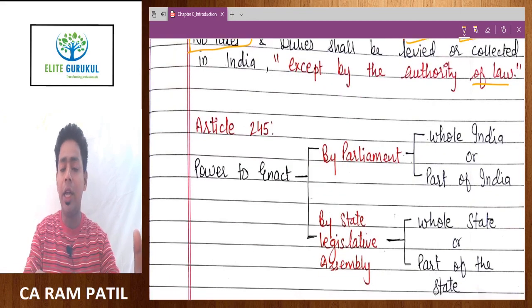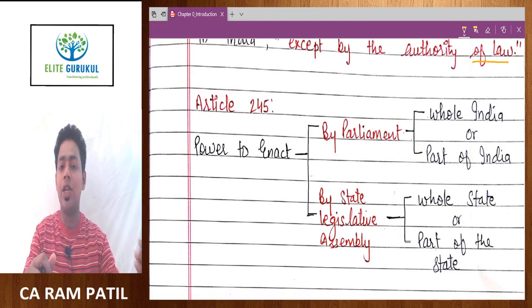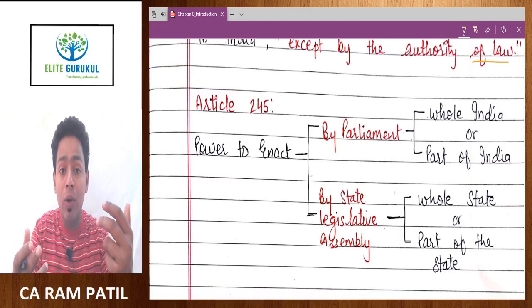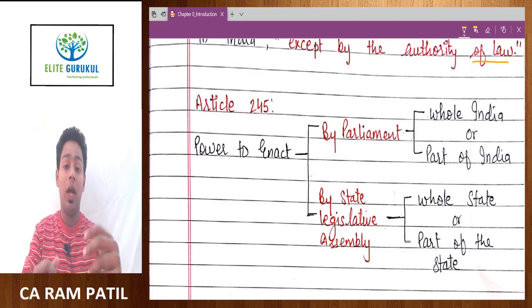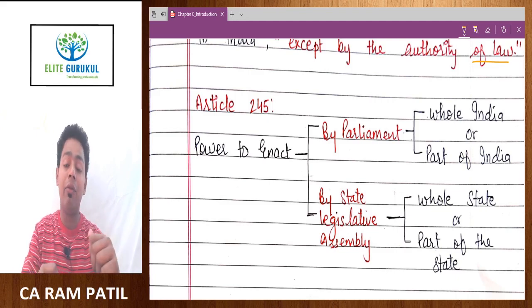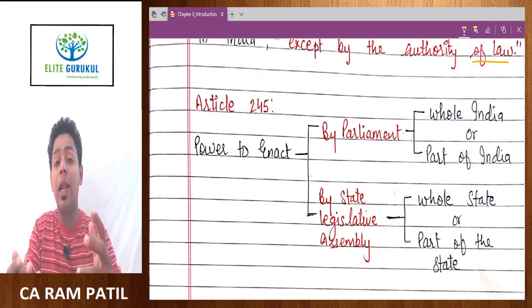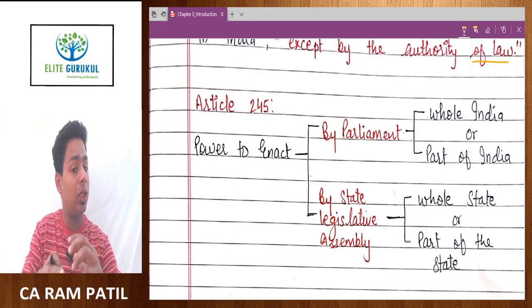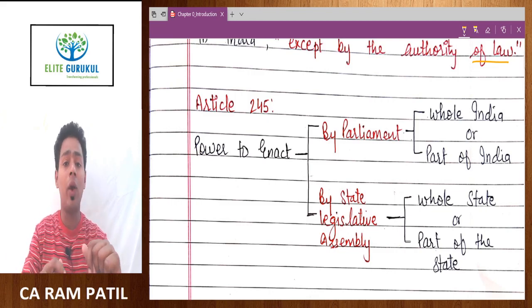Now after learning Article 265, one question must arise in your mind: who makes laws in India? Is it the Supreme Court which makes law in India? Answer is no. Is it the state government which makes law in India? Answer is no. Is it the central government which makes laws in India? Answer is no. Is it the income tax department which makes the Income Tax Act? Answer is no. So sir, who makes law in India?